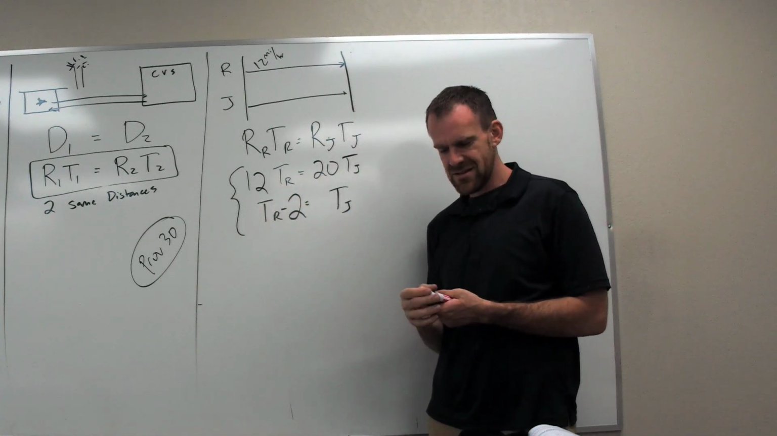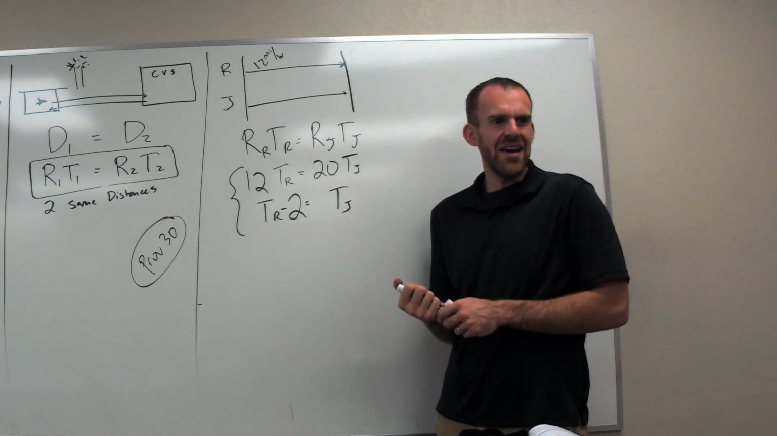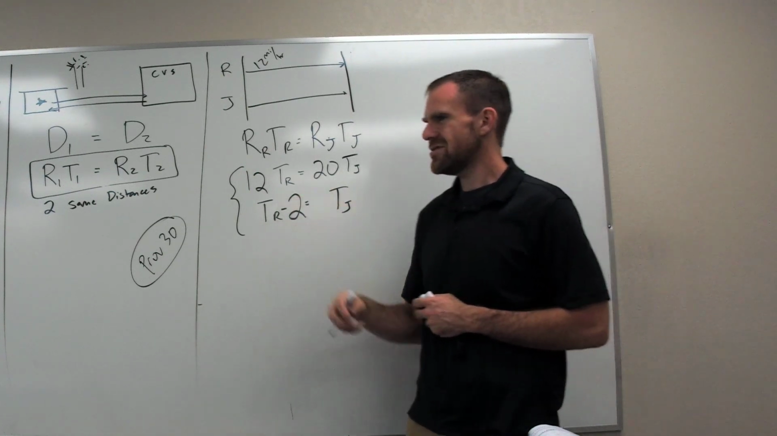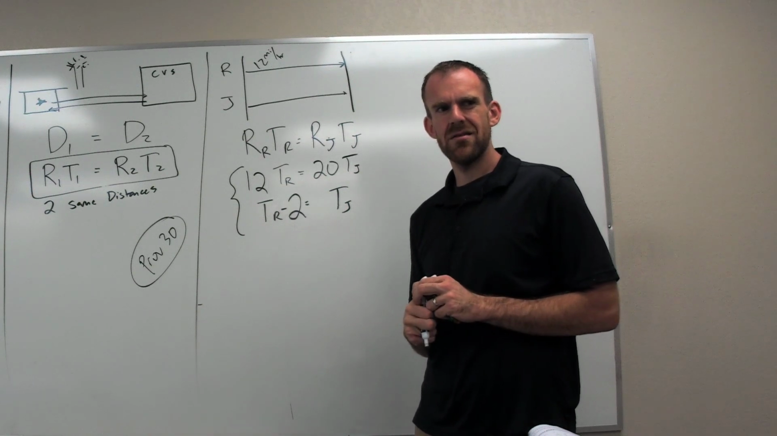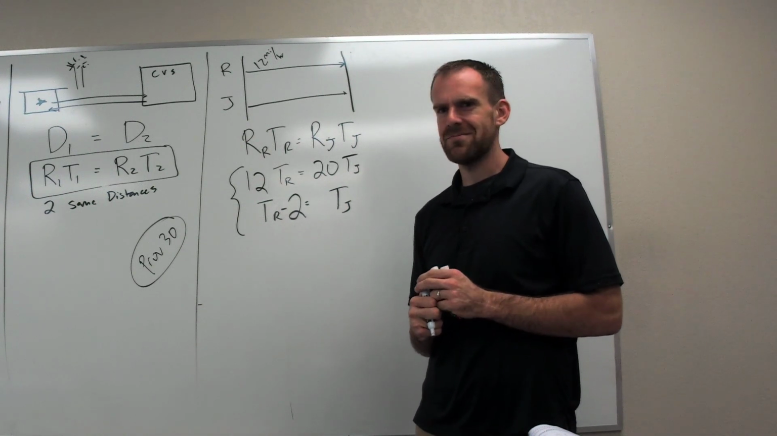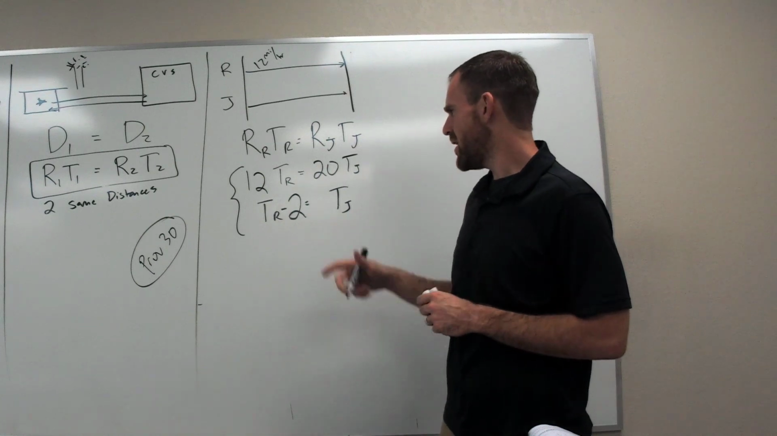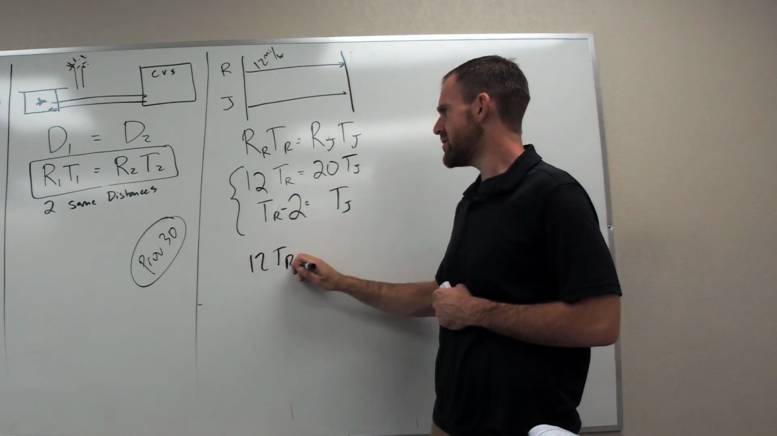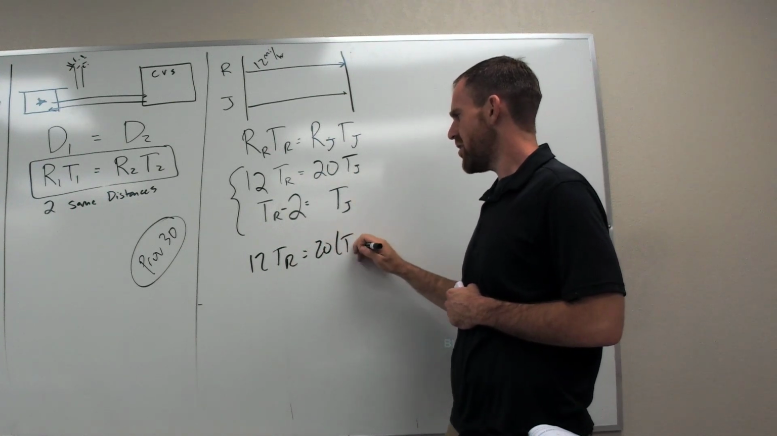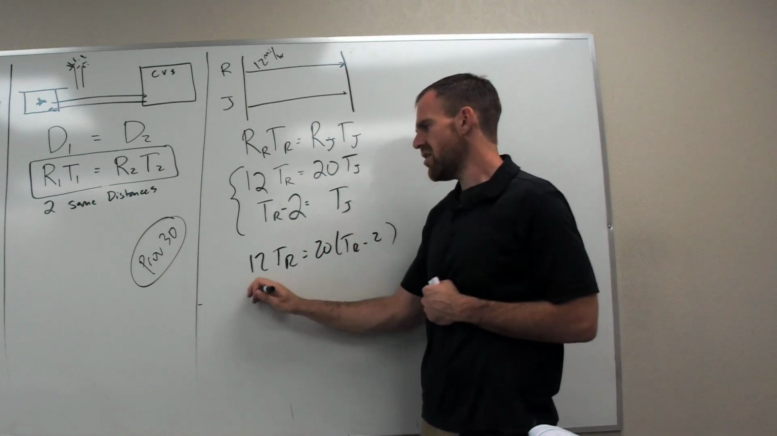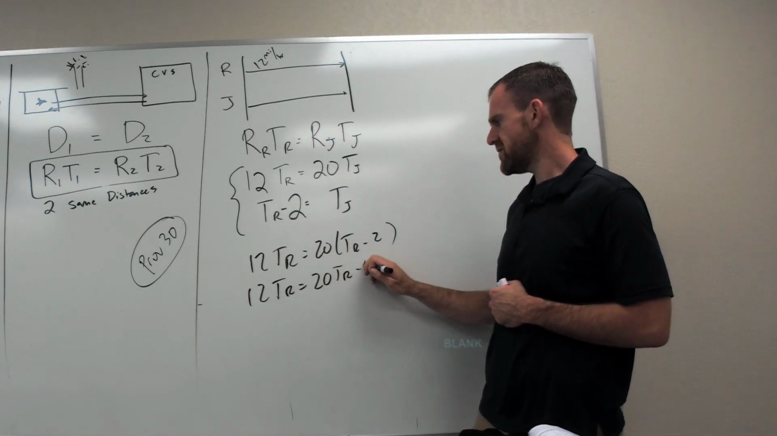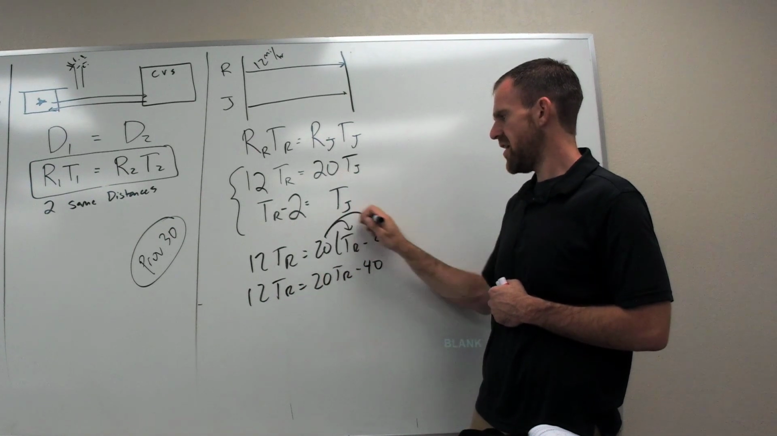How do I solve this? Well, even though I don't like it, I'll probably use substitution because I already have TJ solved for, which is also the name of a sibling of somebody in this room. Moving on. So TJ is TR minus 2, so I have 12TR equals 20 times (TR minus 2). Multiplying this out, 12TR equals 20TR minus 40. Make sure you distribute that.